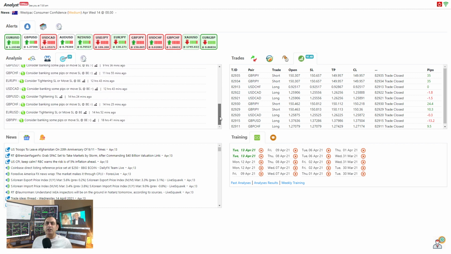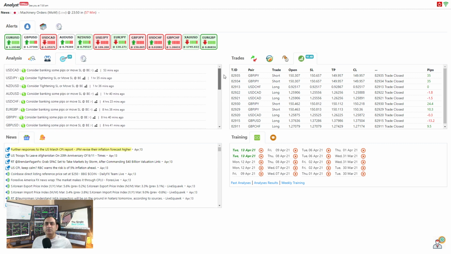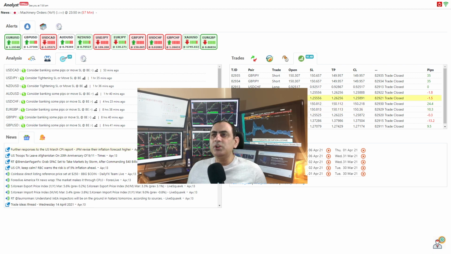Even though the market overall looks like a consolidation, being intraday, most of the traders banked beautiful pips. All right guys, I hope you enjoyed all this analysis.